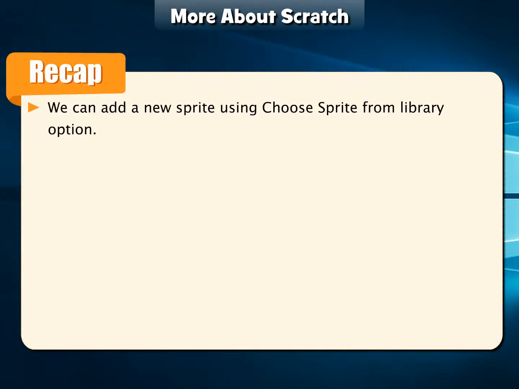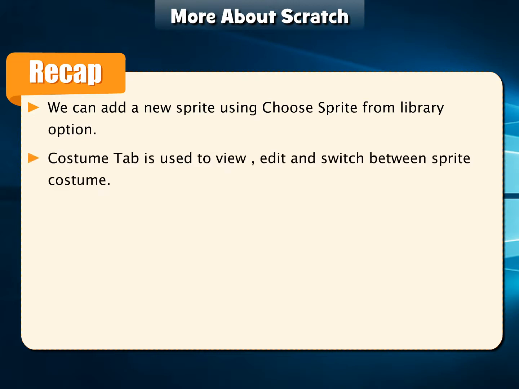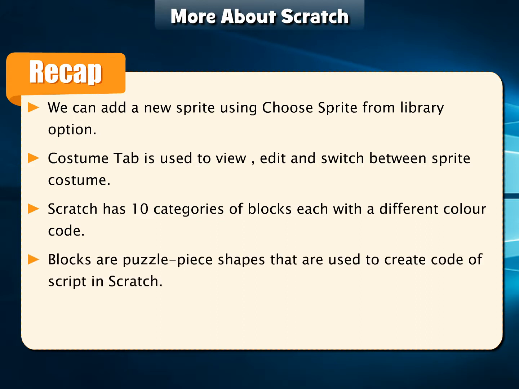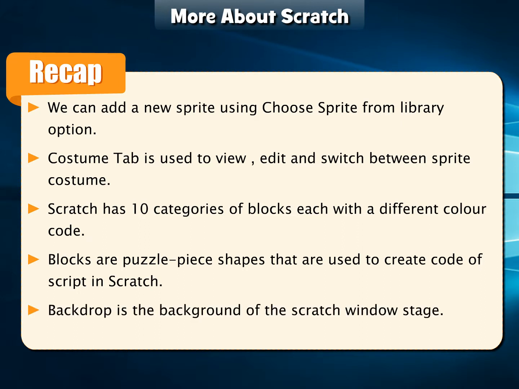Recap. We can add a new sprite using the Choose a Sprite from Library option. The Costumes tab is used to view, edit and switch between sprite costumes. Scratch has 10 categories of blocks, each with a different color code. Blocks are puzzle piece shapes that are used to create the code or script in Scratch. Backdrop is the background of the Scratch window stage.